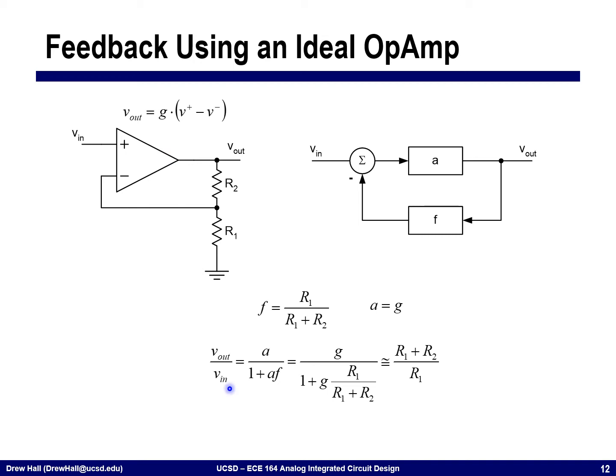And so I could write the closed loop transfer function, V out divided by V in is equal to A divided by 1 plus AF, which is equal to G divided by 1 plus G times R1 divided by R1 plus R2. If we take the limit of G being very large relative to F, we can see that for large open loop gains, this is approximately just R1 plus R2 divided by R1. So we built an amplifier whose closed loop gain is dependent only on these two passive components outside of it.